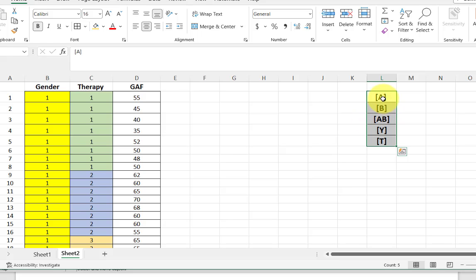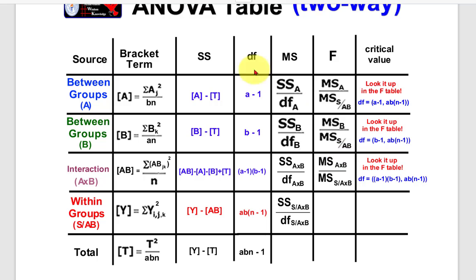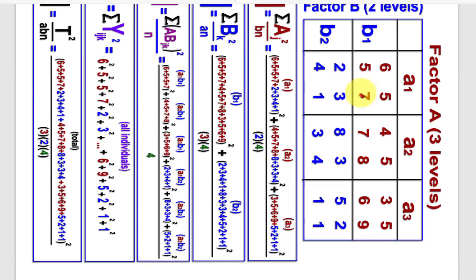So again, these are our bracket terms, and I'm pulling this from this sheet. Bracket A, B, Y, and T. And these are their formulaic formulations, but I got an example here. Let's take a look at this one.